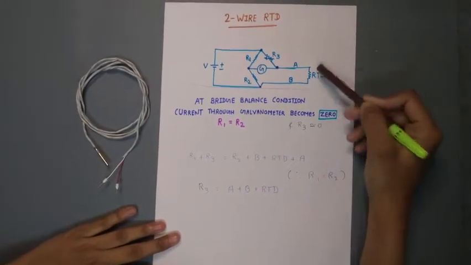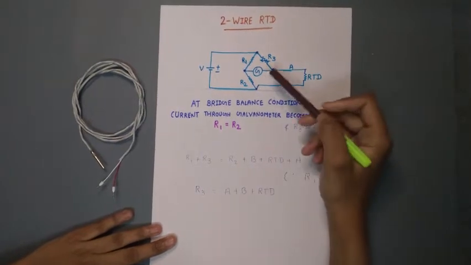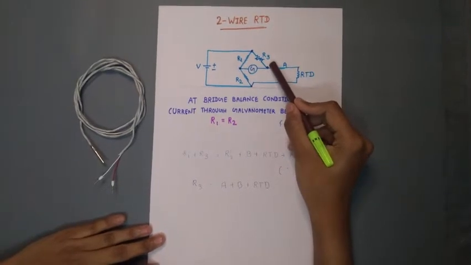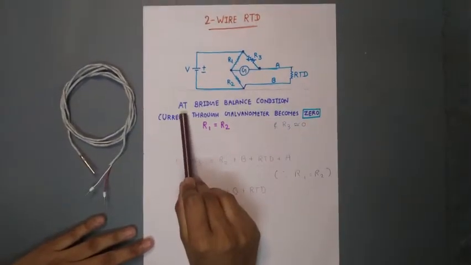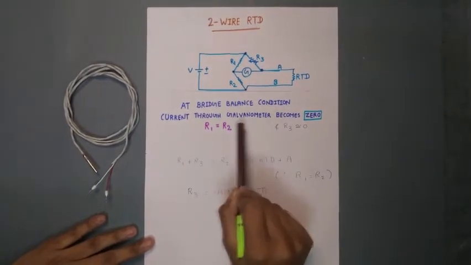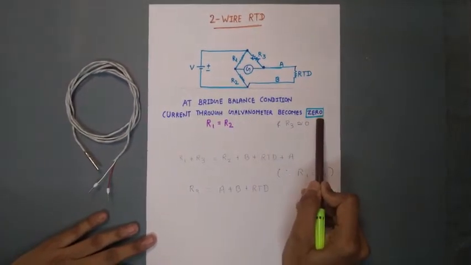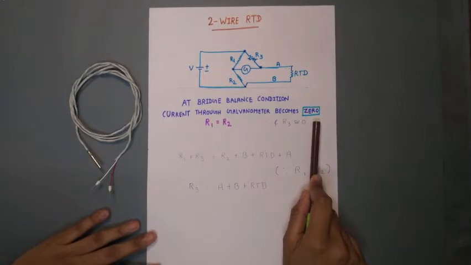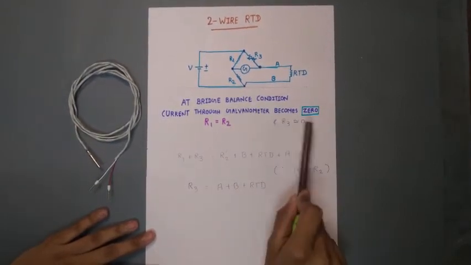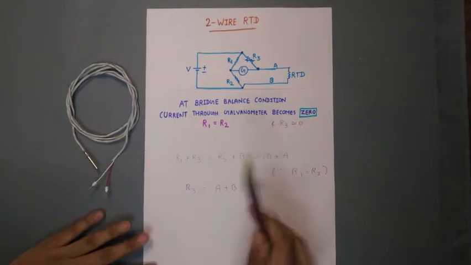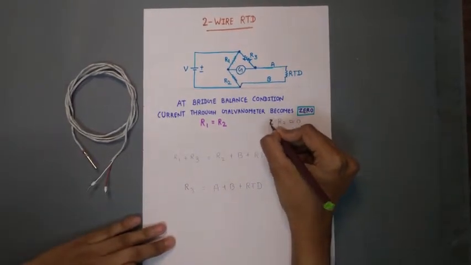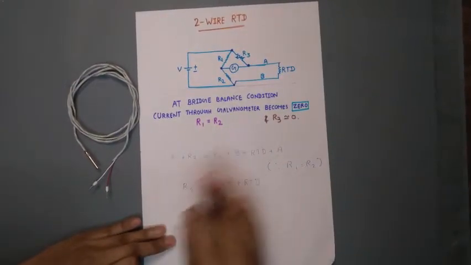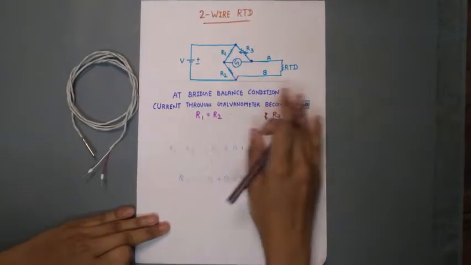A and B here are lead wires which are attached with the Wheatstone bridge. So as we know, at bridge balance condition, the current through the galvanometer becomes 0. For this concept, you should know about the Wheatstone bridge concept. So at bridge balance condition, R1 is equal to R2 and R3 is also nearly equal to 0. So for this, the first half of the bridge is equal to the second half of the bridge.